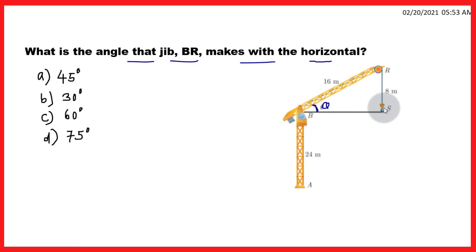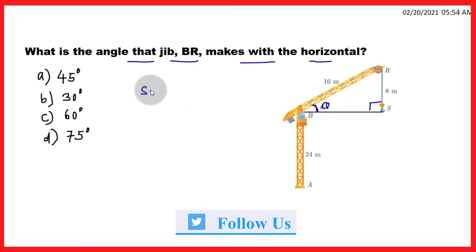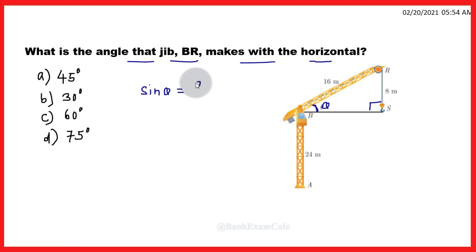We know that this is the opposite side and this is the hypotenuse, because this is 90 degrees. So opposite upon hypotenuse, we know that is sine theta. So we can apply that ratio: sine theta is equal to opposite upon hypotenuse, that is 8/16. 8 ones are 8, 8 twos are 16. So sine theta is equal to 1/2.